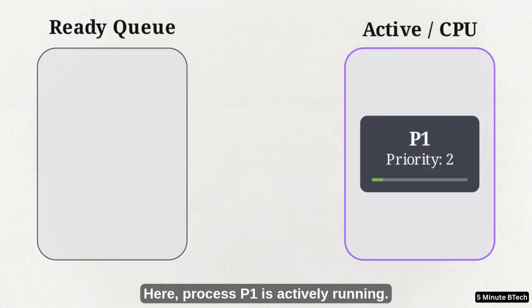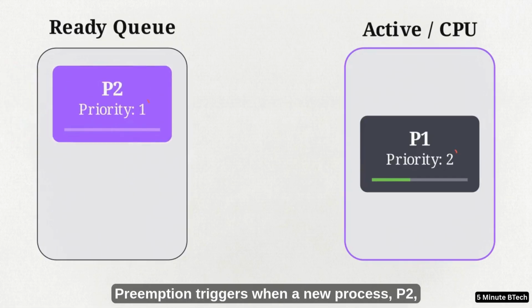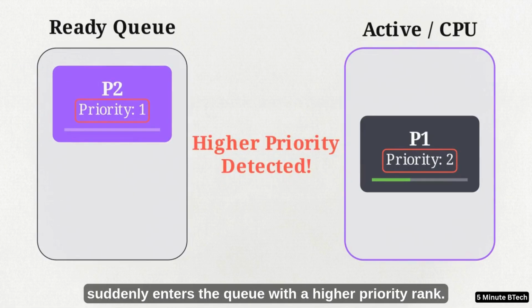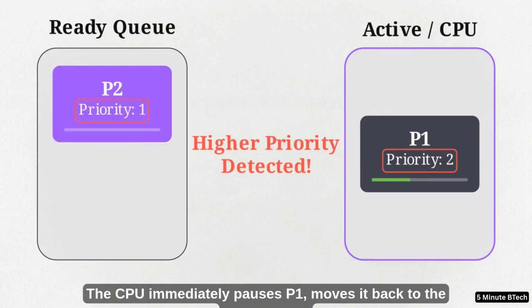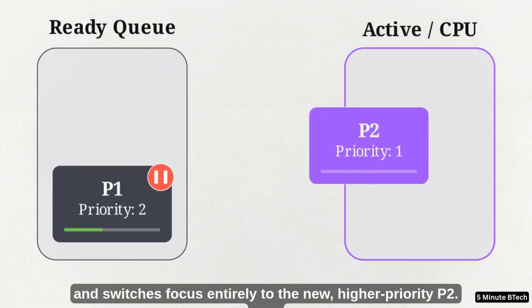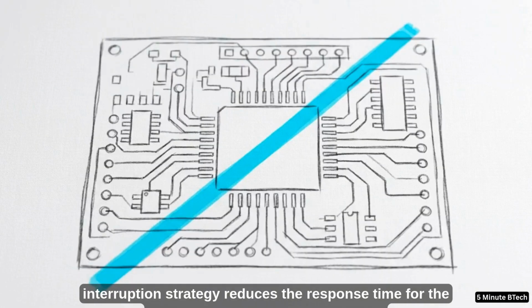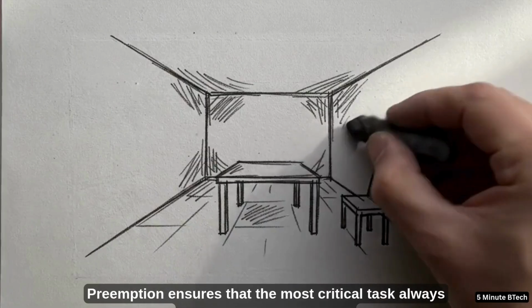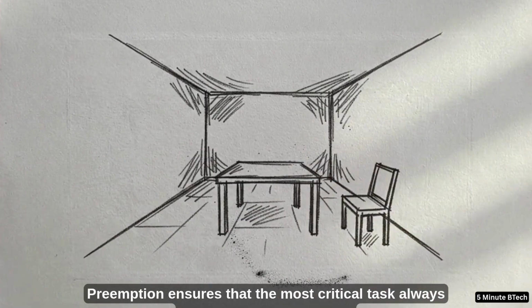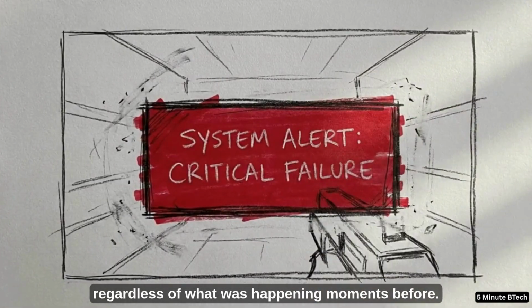Here, process P1 is actively running. Preemption triggers when a new process, P2, suddenly enters the queue with a higher priority rank. The CPU immediately pauses P1, moves it back to the ready queue, and switches focus entirely to the new, higher priority P2. This interruption strategy reduces the response time for the system's most important functions. Preemption ensures that the most critical task always commands the processor, regardless of what was happening moments before.